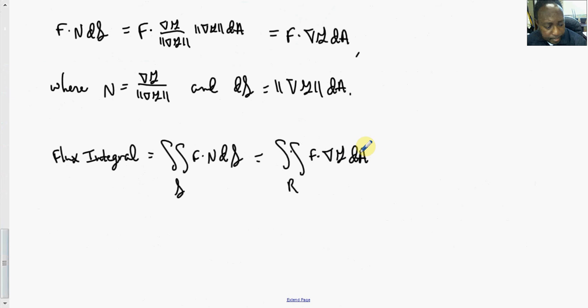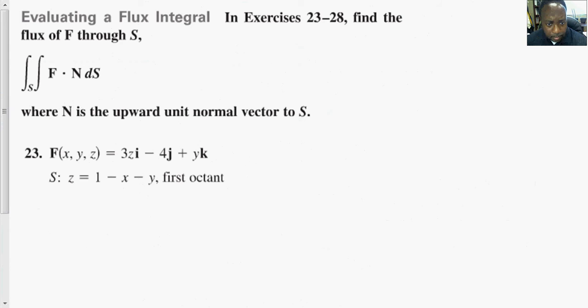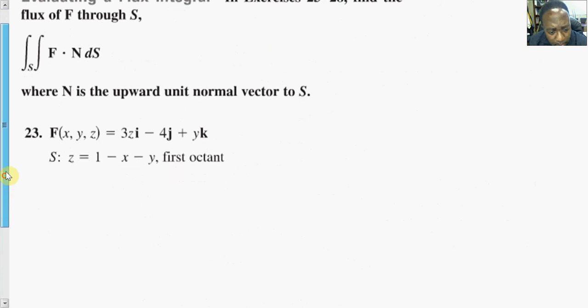So let's see. Here, find the flux of F across or through S, where N is the upward unit normal vector to S. So I need first G. G is Z minus g of XY. This is Z plus X plus Y minus 1.